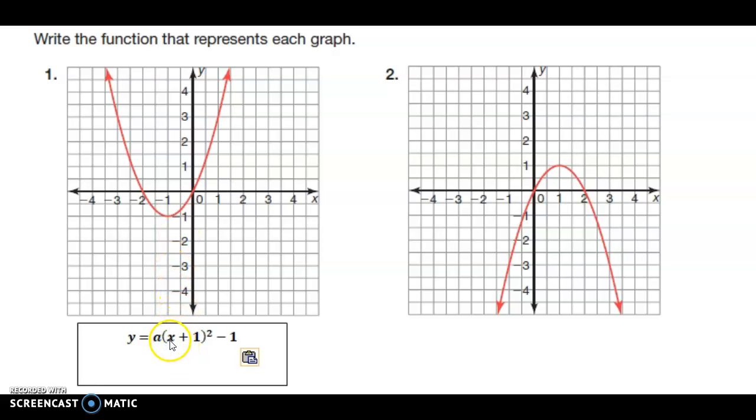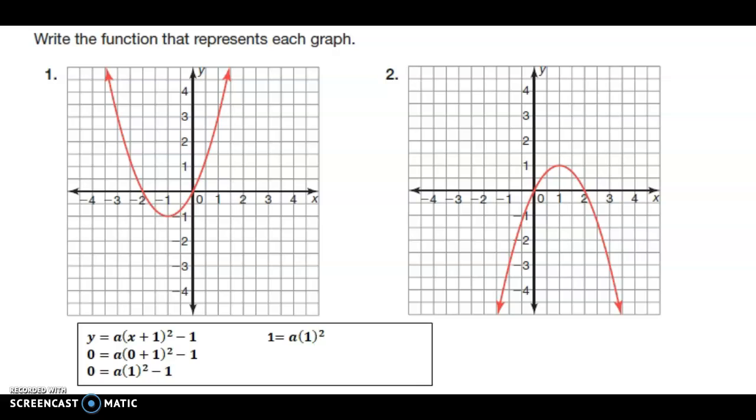What we can do is algebraically solve for a if we substitute in 0 for x and 0 for y. So let's take a minute and do that. And what we see is if we solve for a, a is a positive 1. So again, we had our vertex, we picked another point on the graph, and we could algebraically find a.